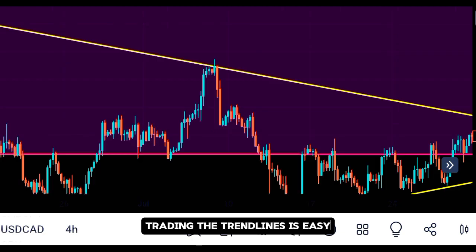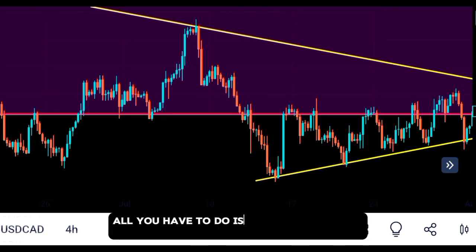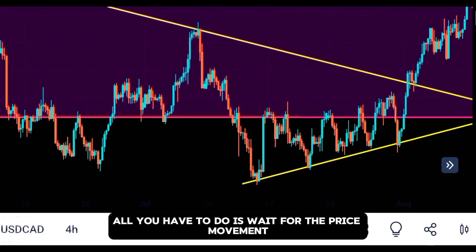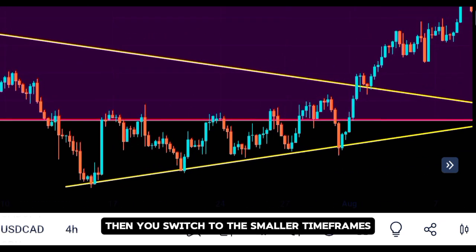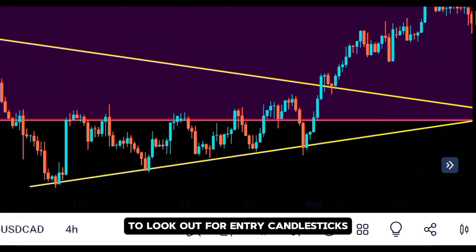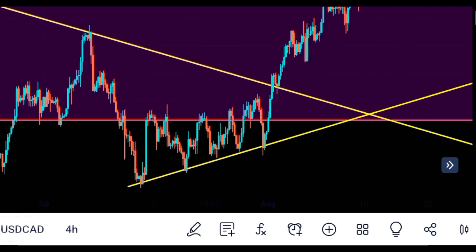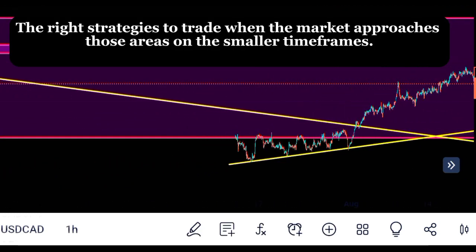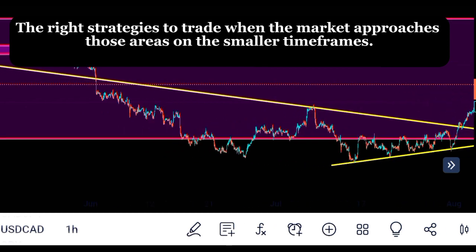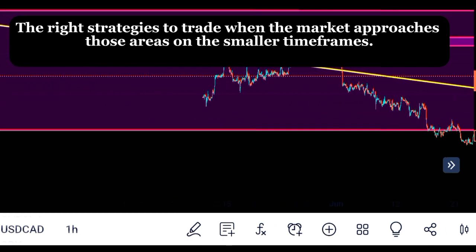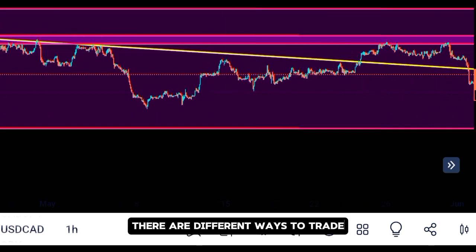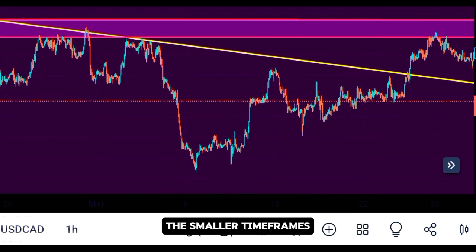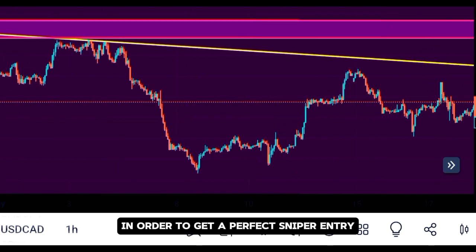Trading the trend lines is easy. All you have to do is wait for the price movement to approach the trend line. Then you switch to the smaller time frames to look out for entry candlesticks. The right strategies to trade when the market approaches those areas on the smaller time frames. There are different ways to trade the smaller time frames in order to get a perfect sniper entry.